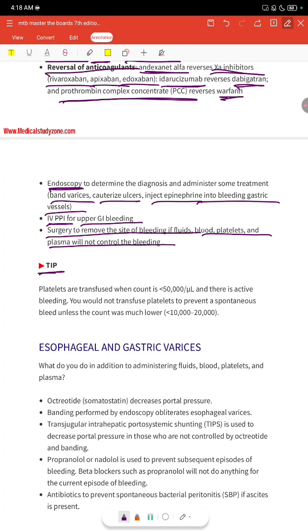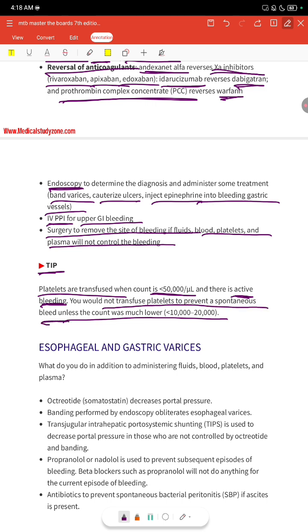Here is the tip. Platelets are transfused when count is less than 50,000 per microliter and there is active bleeding. This is the important point you have to note. You would not transfuse platelets to prevent a spontaneous bleed unless the count was much lower, that is less than 10,000 to 20,000.